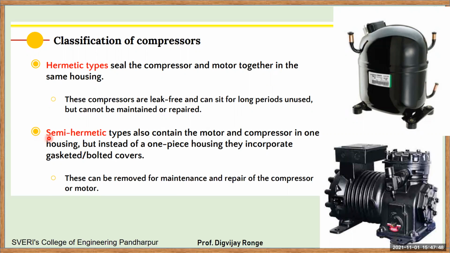Then we have semi-hermetic, which also contains the motor and compressor in one housing, but instead of a one piece housing, they incorporate a gasketed or bolted core. So this type of compressor is difficult to open and maintain. This is a simpler one, semi-hermetic, and mostly in fridges we are using this kind of compressor. So mostly hermetic is used. In some cases, you will find semi-hermetic also.